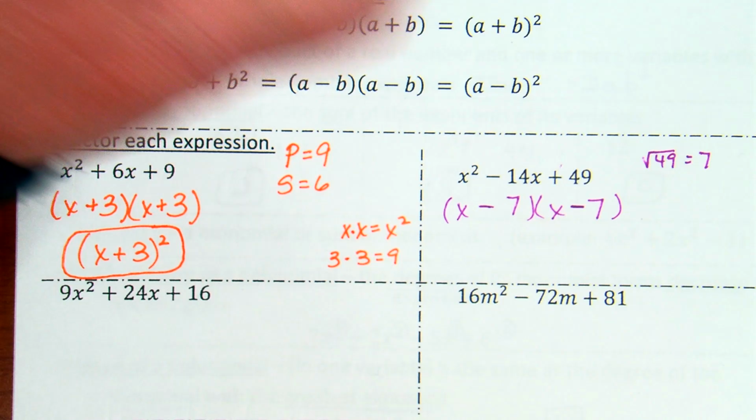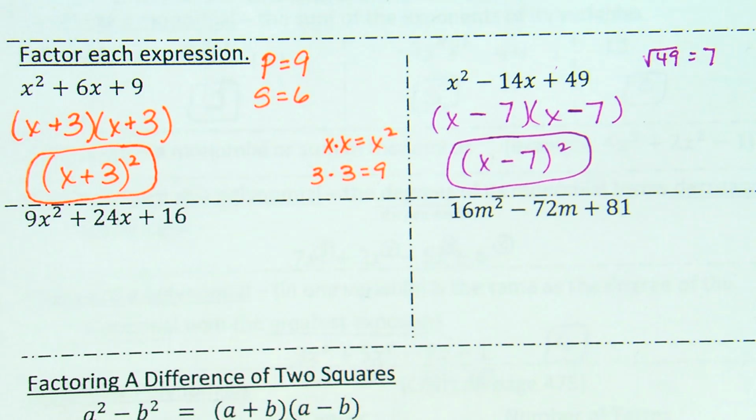Okay. That's probably the easier type, right? So let's look at the next one, which is a variation of this type. Okay, 9x squared plus 24x plus 16. This is where some of the methods we're talking about really come in handy today.